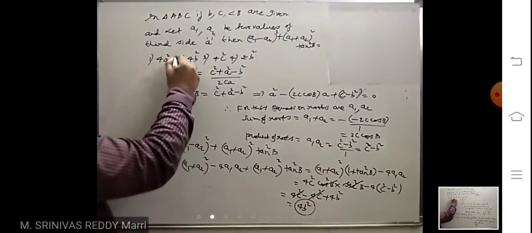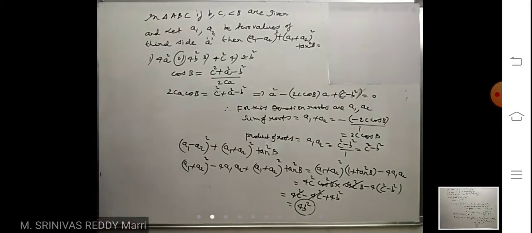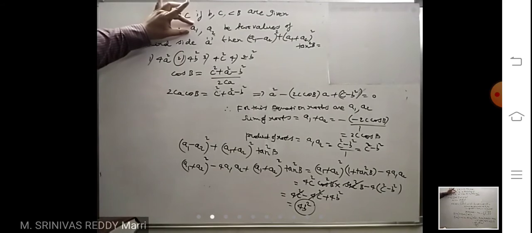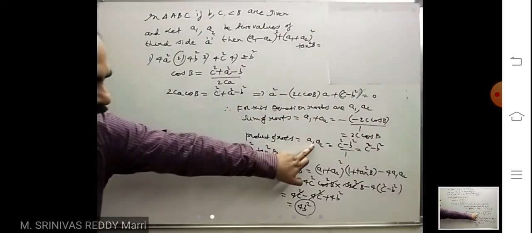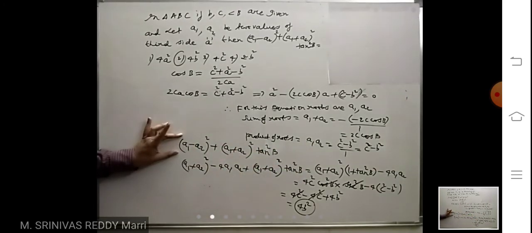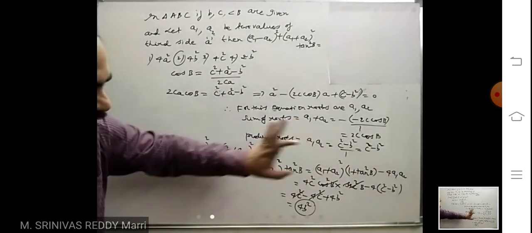Like that is the problem approach. Whenever the roots are given, just form a quadratic equation in a. Then write the sum of the roots and the product of the roots. Then take the expression he is asking and use these two relations.